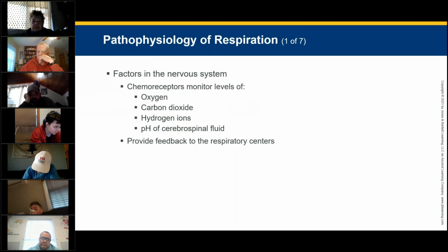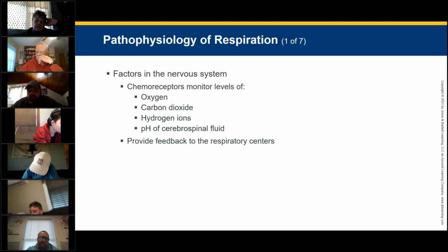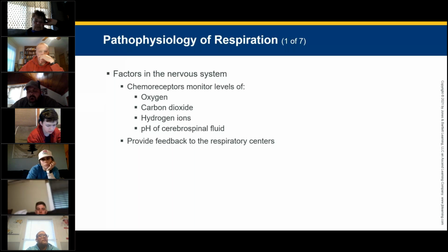Factors in your nervous system. Chemoreceptors monitor the levels of oxygen, carbon dioxide, hydrogen ions, and the pH of your cerebrospinal fluid and provide feedback to the respiratory centers. So your body has all these mechanisms of monitoring the level of oxygen, the level of carbon dioxide, the hydrogen ions, and the pH of your body. And that's what drives your respiratory system.